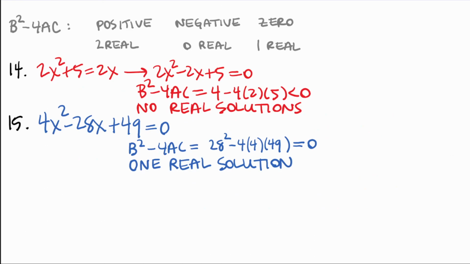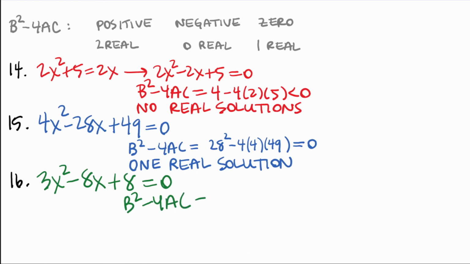A little more real estate, so I can go over here and do number 16. So 3x squared minus 8x plus 8 equals 0. Okay, so we're going to do b squared minus 4ac, and that's going to be equal to 64 minus 4 times 3 times 8. Okay, 12 times 8 is 96. That's in the times table. So 64 minus 96 is less than 0. And this will have no real solutions.